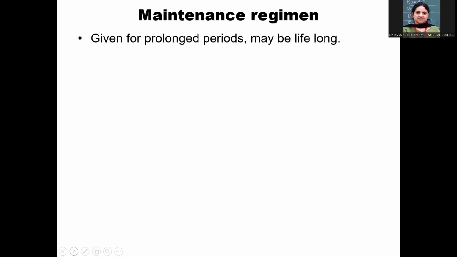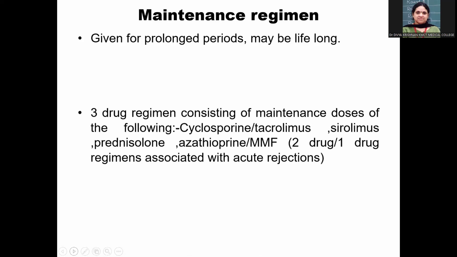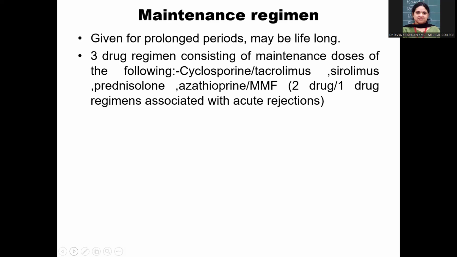Now, the maintenance regimen has to be given for prolonged periods. Maybe sometimes, in some cases, it has to be given lifelong. And again, we are using a 3-drug regimen consisting of maintenance doses. In induction regimen, we are using a higher dose, but in maintenance regimen, we are using a comparatively lower dose of the following, that is cyclosporin or tacrolimus, sirolimus, prednisolone, azathioprine, or MMF. The 2-drug and 1-drug regimens are also tried, but they are associated with higher rates of acute rejections.